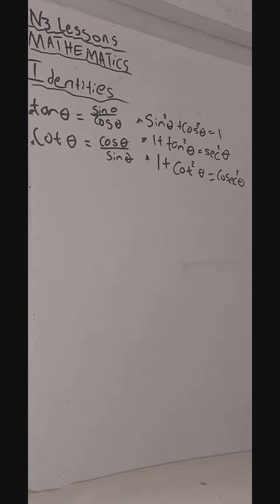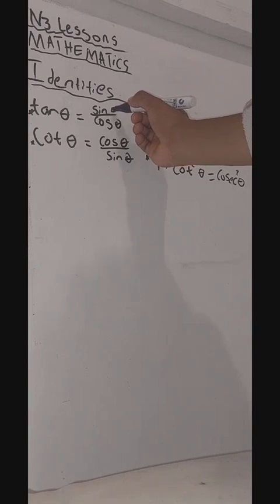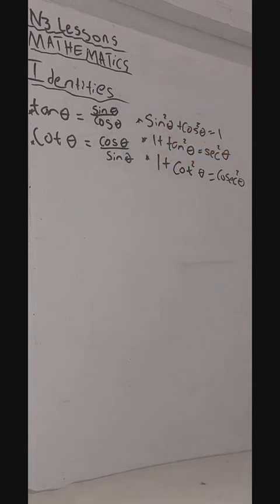So number one is tan theta is equal to sine theta over cos theta. Cot theta is equal to cos theta over sin theta. And sine squared theta plus cos squared theta is equal to 1. And the other one is 1 plus tan squared theta is equal to sec squared theta. And the last one is 1 plus cot squared theta is equal to cosec squared theta.